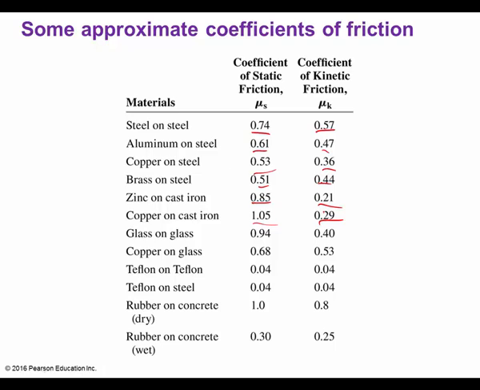Cast iron is a rough metal. When you pour cast iron, it doesn't finish smooth. Whereas copper, when you pour hot copper, molten copper, it typically finishes pretty smooth. Okay? Fairly smooth. Okay? Glass on glass, about a little more than half. Copper on glass, not much.